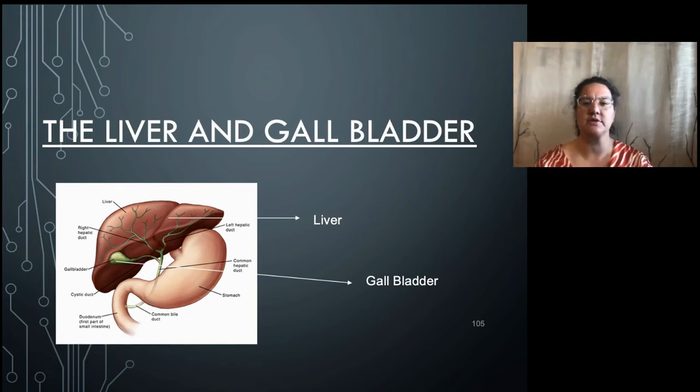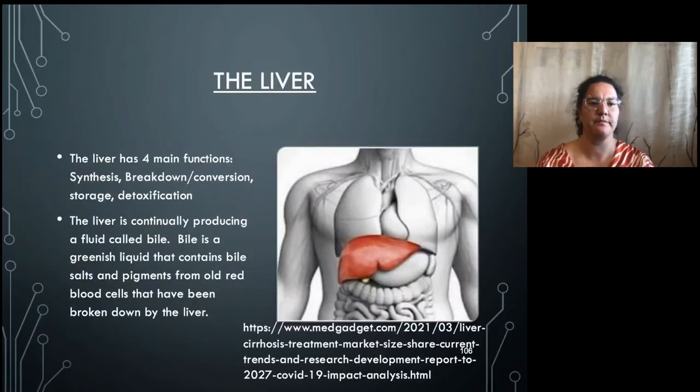Two other auxiliary organs are the liver and the gallbladder. So the liver has four main functions: the synthesis, breakdown and conversion, storage, and detoxification. The liver is always producing a fluid called bile. Bile is a greenish liquid that contains bile salts and pigments from old red blood cells. So it's kind of like a greenish yellow color.